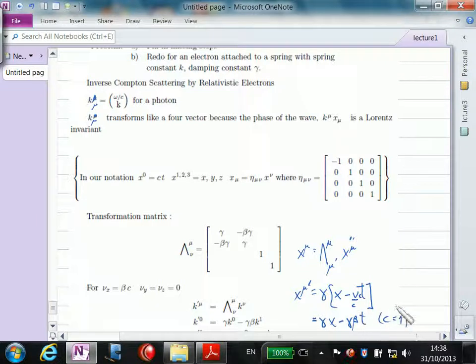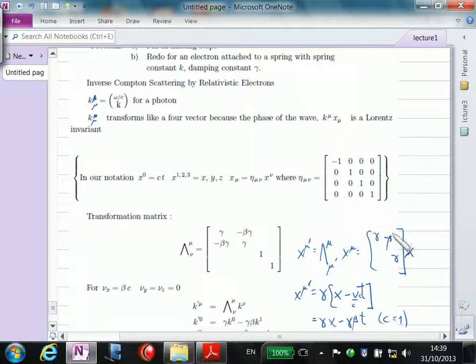If I wrote it in matrix form, it would be gamma. Okay, now here I wrote the mu here. Why don't I write prime here and unprime here? Then prime will be up on this boost. So that means it's minus beta gamma here, minus beta gamma here.